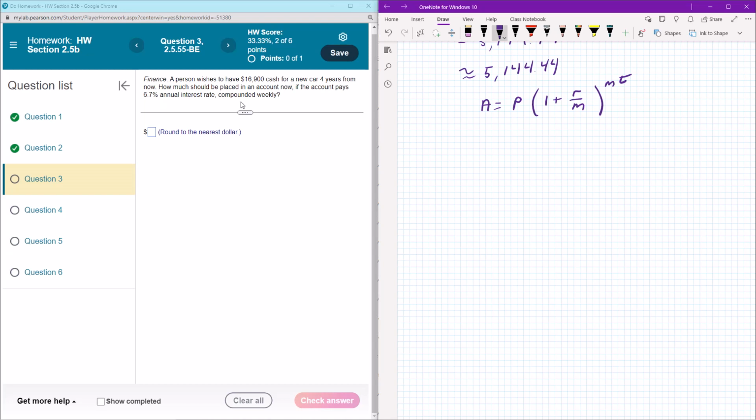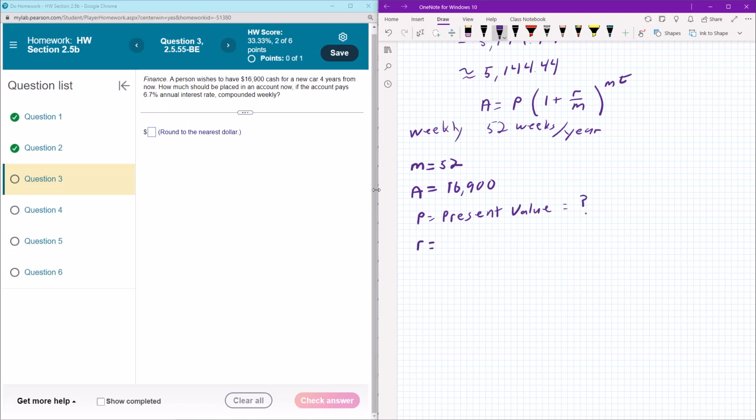Now notice that since we are compounding weekly, and there are 52 weeks in a year, M is equal to 52. Remember, the 16,900, that is our future value. That is A. P is the present value. That's what we want to figure out. How much do you need to put in now to get $16,900 later?